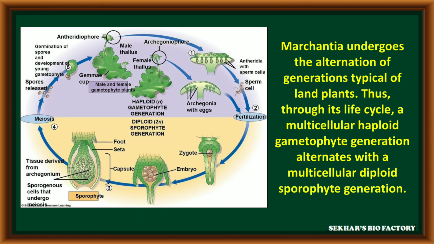Marchantia undergoes alternation of generations, typical of land plants, and in its life cycle a multicellular haploid gametophyte is present alternating with a multicellular diploid sporophytic generation. These are the general characters of Hepaticopsida or liverworts with examples.